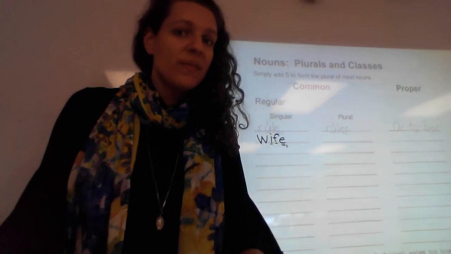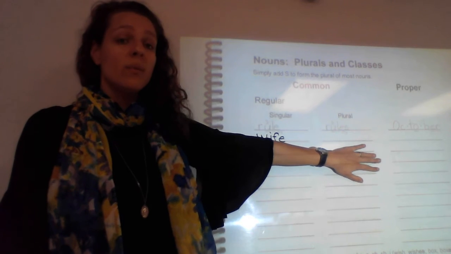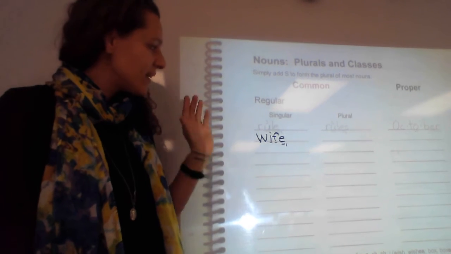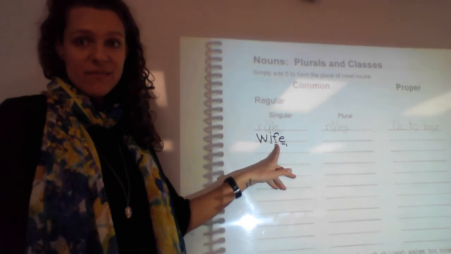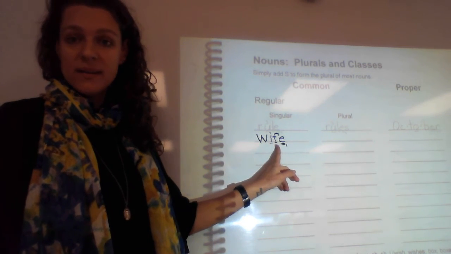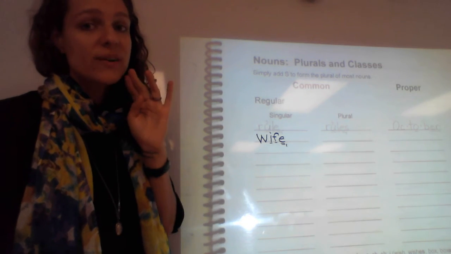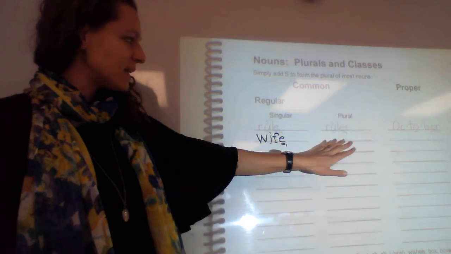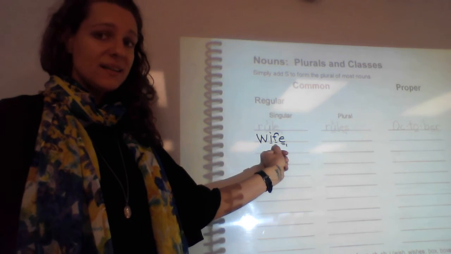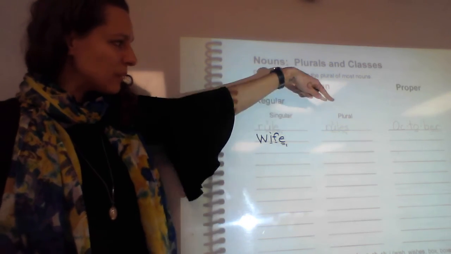But if I'm talking about more than one, if I say my brother's wives are delightful, I say wives, not wifes, wives. So like we talked about, if we have a word that ends with F or FE, and we want to make it plural, we often change the F to a V. So the word is wives. We still need to make our vowel say its name, and then we'll add our suffix, but we're going to change this F into a V. Go ahead and write wives in the plural column.